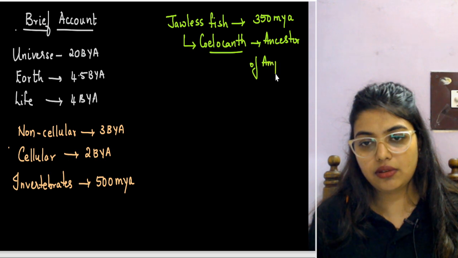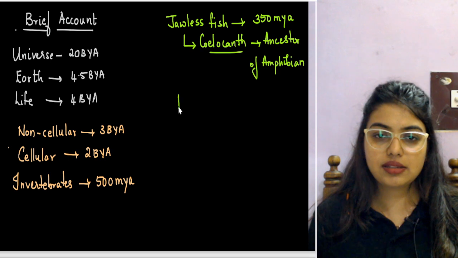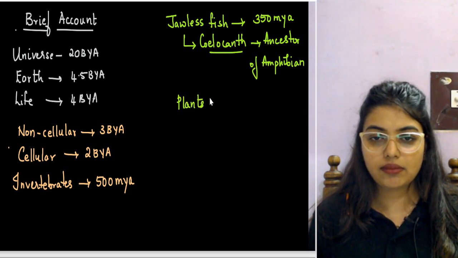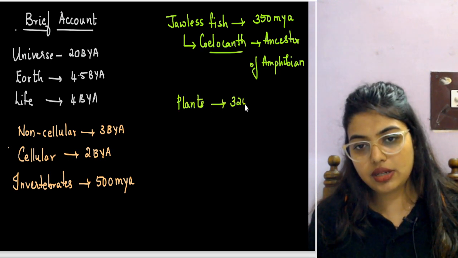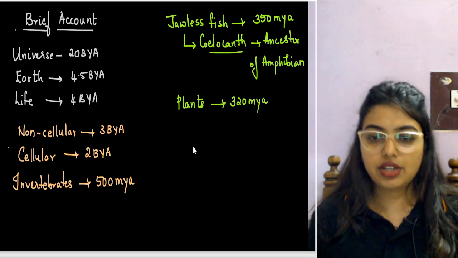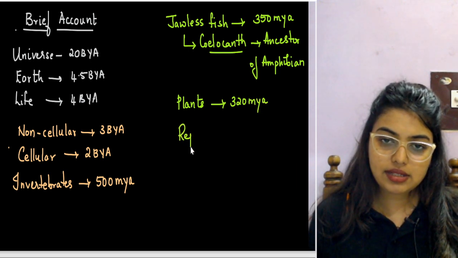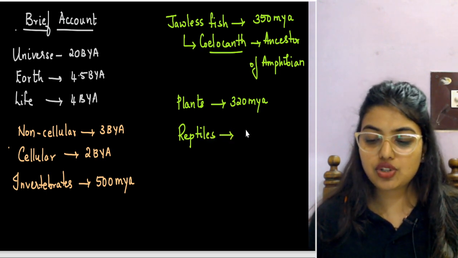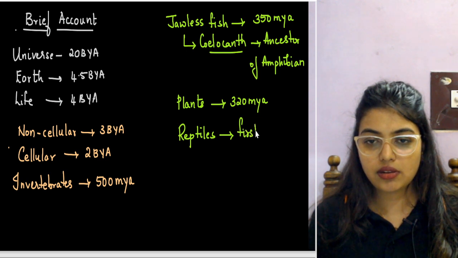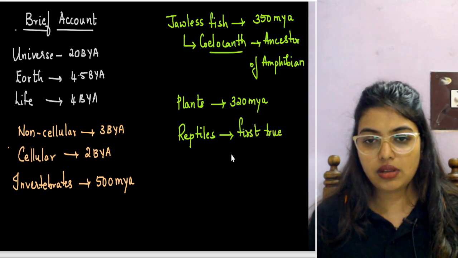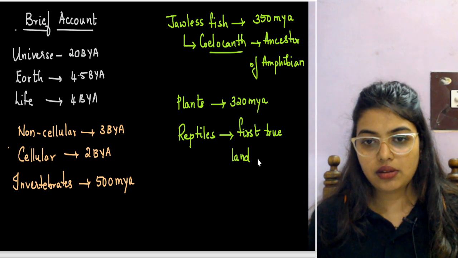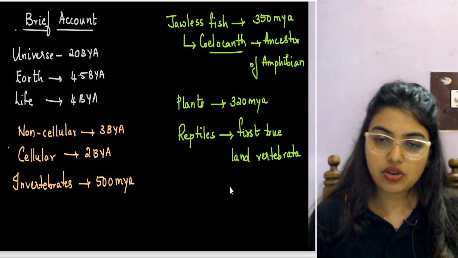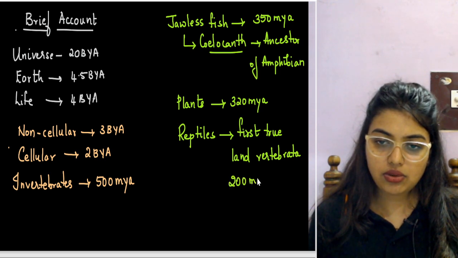Ancestor of amphibians. Next one is plants. Plants are considered 320 million years ago. Then reptiles. This is also the first true land vertebrata, 200 million years ago.